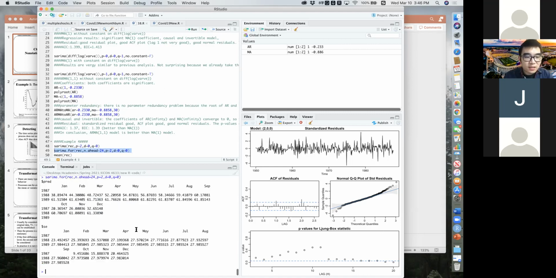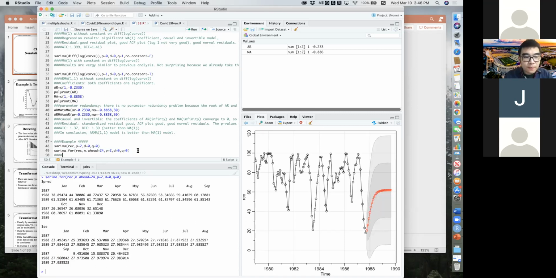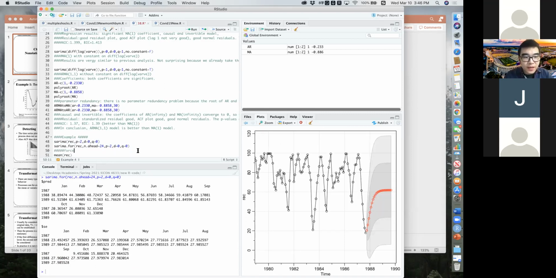As I said, this is what we do: forecasting. This is a 24-step ahead forecast. So what we have here is that all these black dots are the observed data, and these red dots are the forecast data, and we do 24 forecasts. And these shaded regions are the confidence intervals.